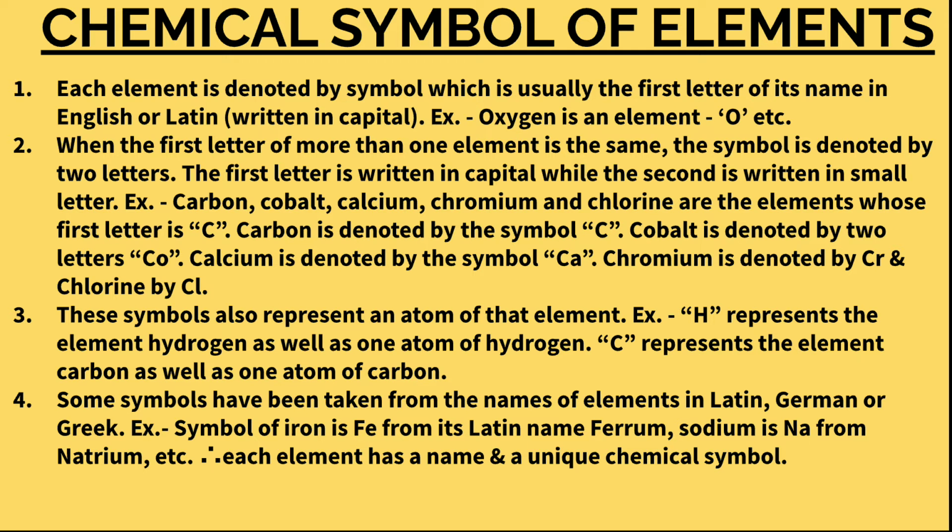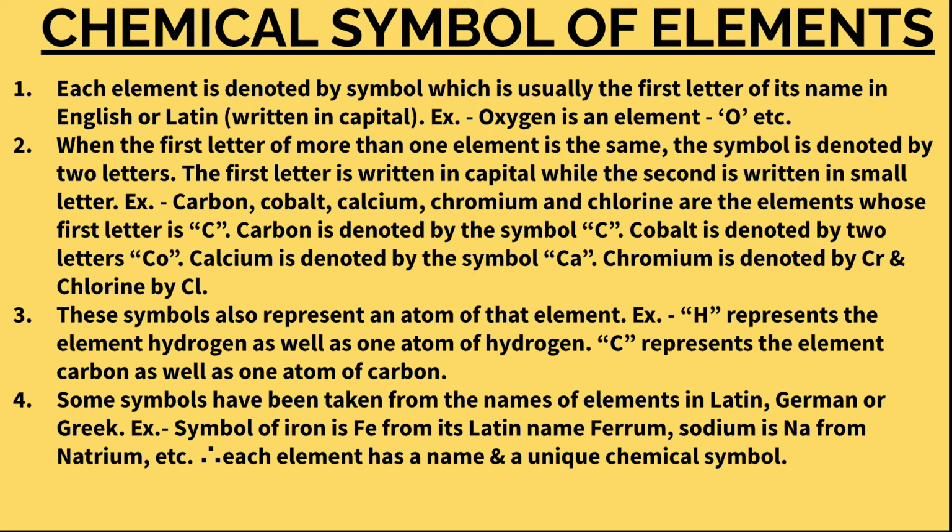Next we come to the chemical symbols of the elements. Each element is denoted by a symbol, which is usually the first letter of its name in English or Latin, written in capital. It may be an English letter or a Latin letter. For example, oxygen is written as capital O.